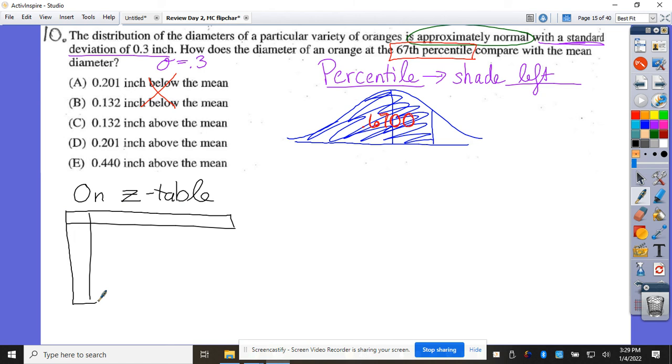We have 2 types of numbers in a Z table. You have numbers on the outside, which are your what kind of values? Those are your Z's. What's here? Yeah, the areas, or what's the other thing we can call them? Percentile, probability. So is 0.6700 a Z or an area probability? Area. So I would be looking for 0.67 here. So go ahead and find the closest thing to 0.67 in here.